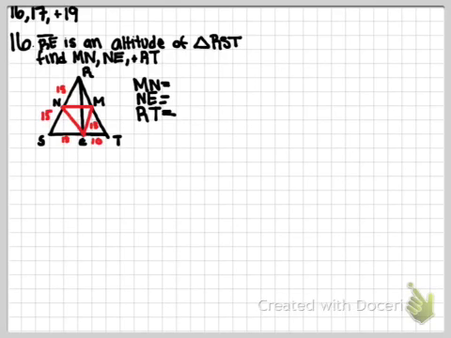NM is half the length of ST. ST is 18 plus 10, which equals 28. And half of 28 is 14. So for MN, we're going to write 14.